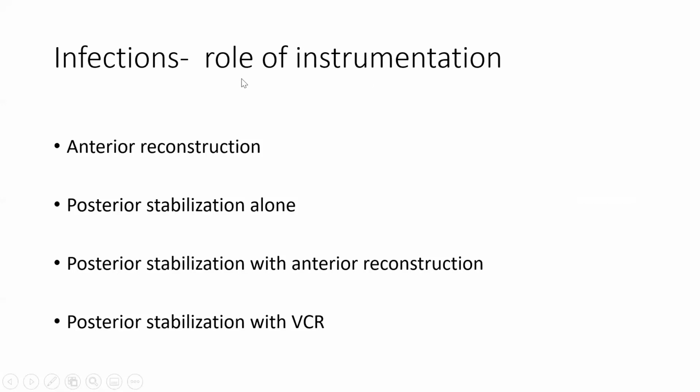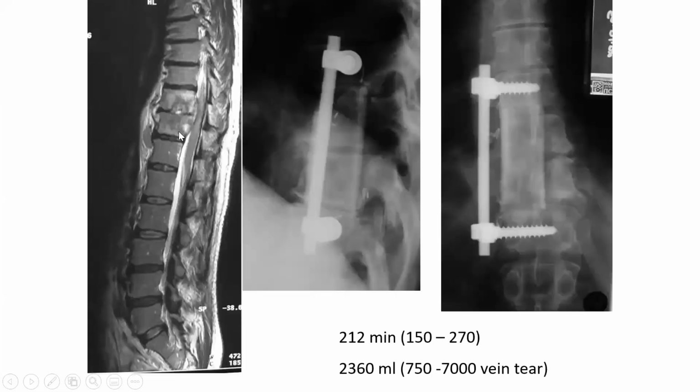What's the role of instrumentation in infections? You may need to reconstruct. Remember, TB can have quite marked vertebral body destruction. So you may want to reconstruct your anterior column, you may want to do only posterior stabilization, or you may want to combine the two. There's a patient with what looks like tuberculosis again, or some sort of infection, maybe a pyogenic infection, and I've done a total 2-body corpectomy, and I've just stabilized with a rod screw construct.